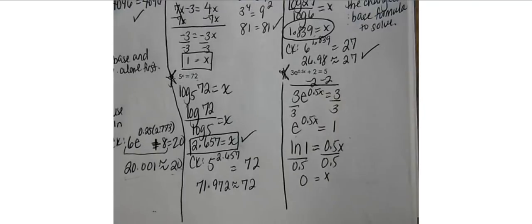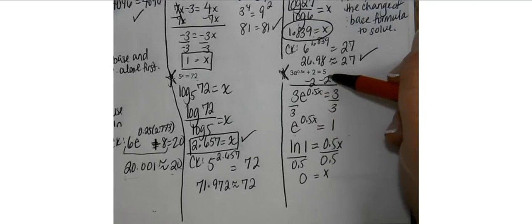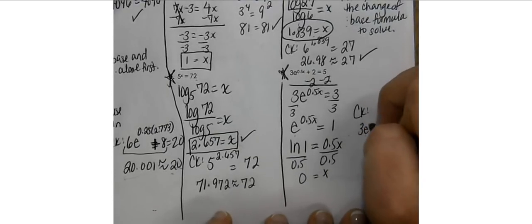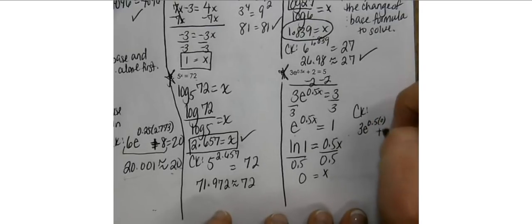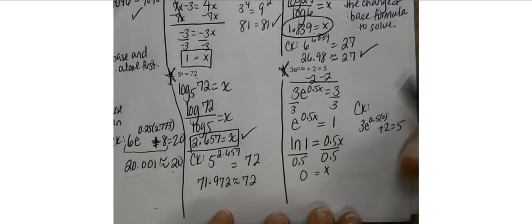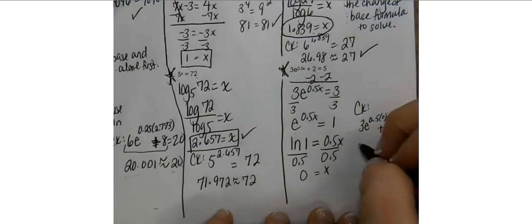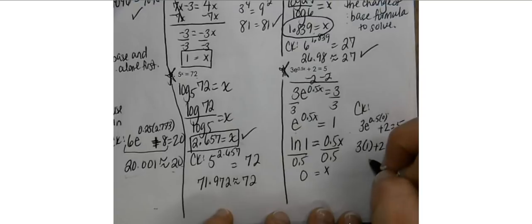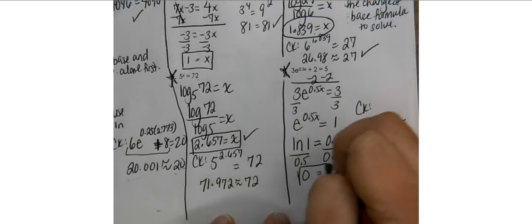So we're going to plug 0 back into the original problem to see if we end up getting the right answer. So when I check my answer, I'm going to write 3 times e to the 0.5 times 0 power plus 2 is equal to 5. Now, 0.5 times 0 is 0, and anything to the 0 power is 1. So this is really 3 times 1 plus 2. Is that equal to 5? Yes, 3 plus 2 does indeed equal 5. So therefore, x equals 0 is our answer.